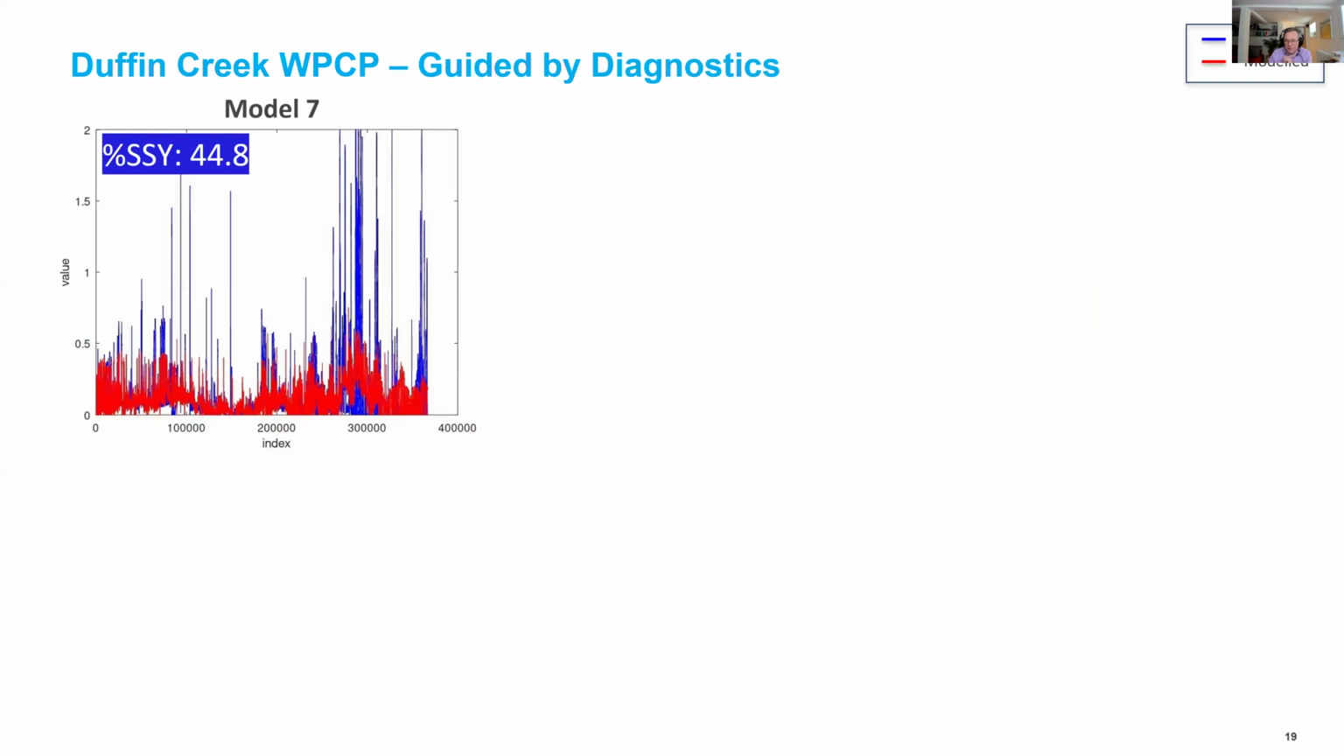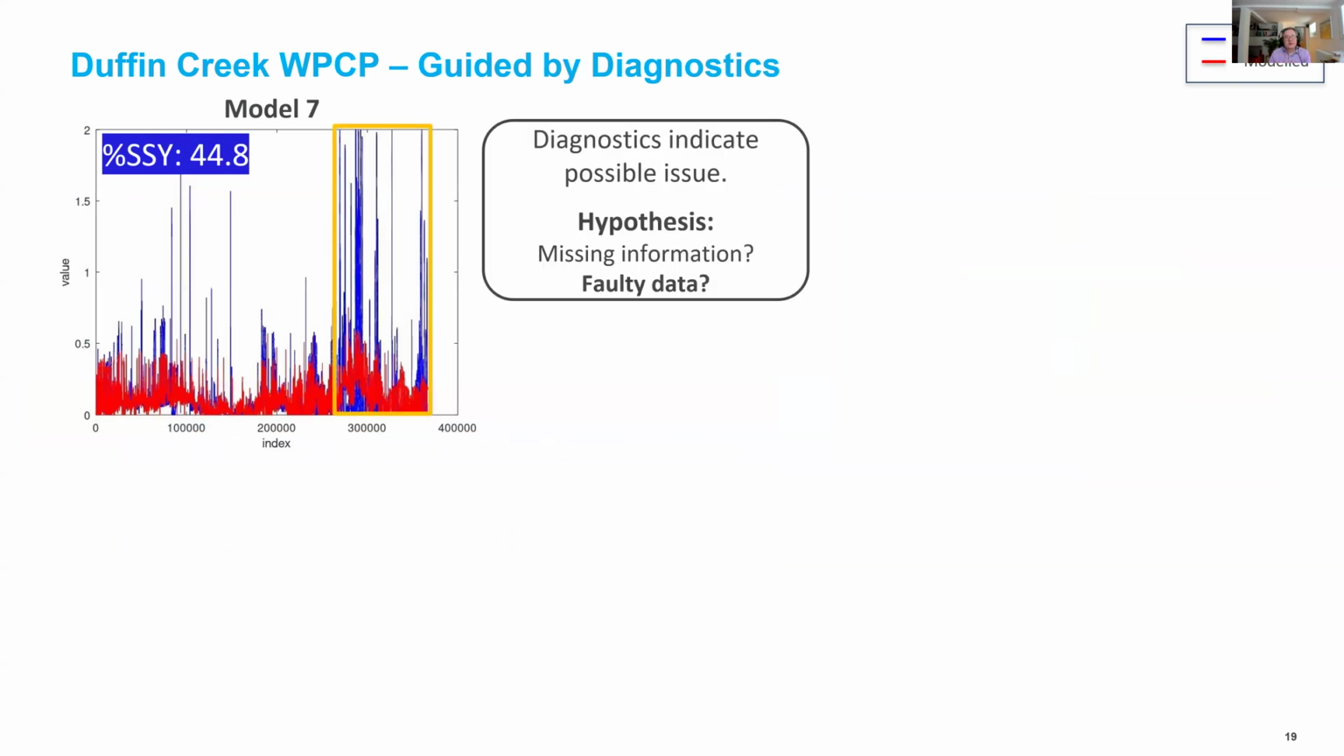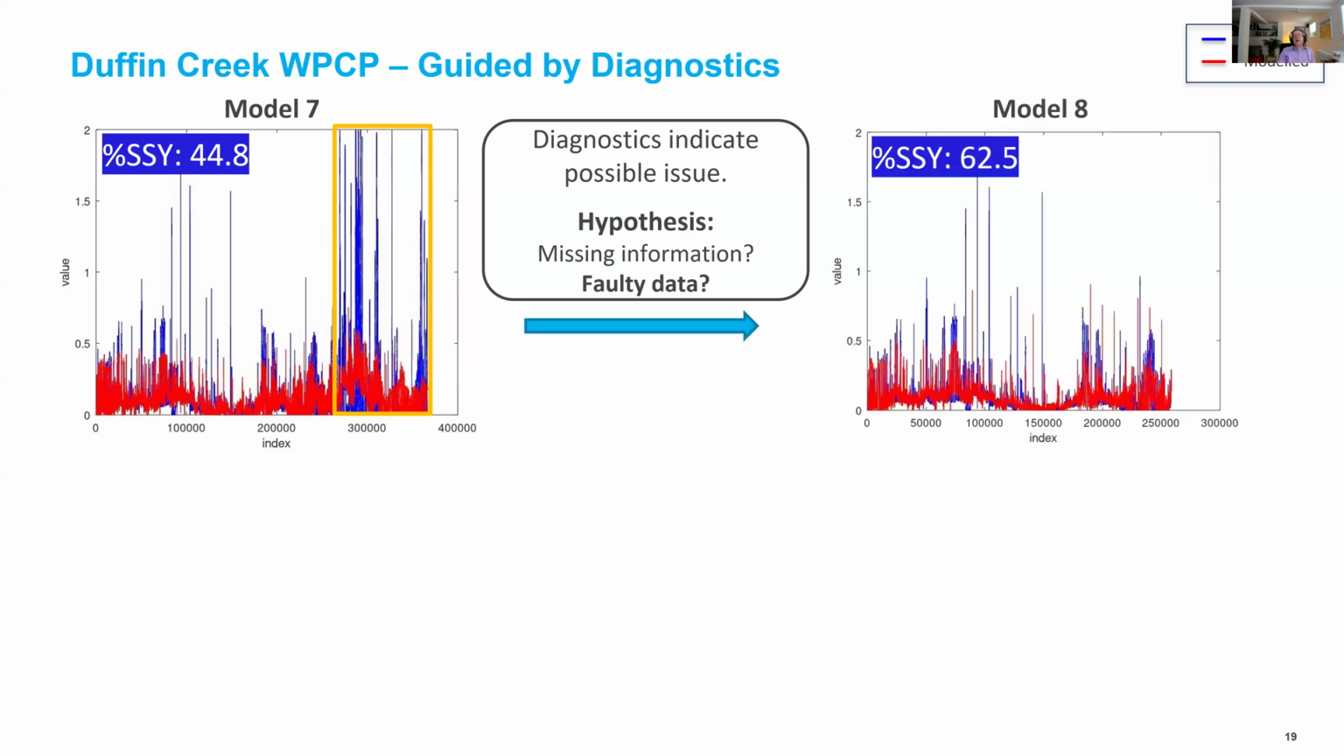Okay, so this is model 7, and you see that there is a certain data set where we just didn't fit the model. So we went through and said, okay, this is very clear if you zoom into the data, something is not right, something is missing. So the hypothesis was missing information or faulty data. That triggered us to focus on that period of time and take that out, and the model accuracy jumped up, right? So it improved the model predictions for the remaining data.